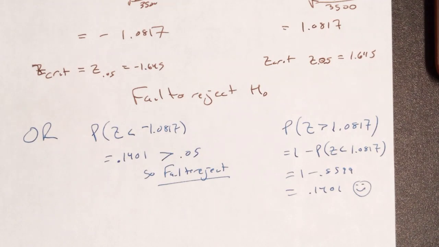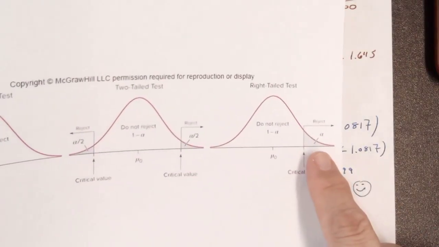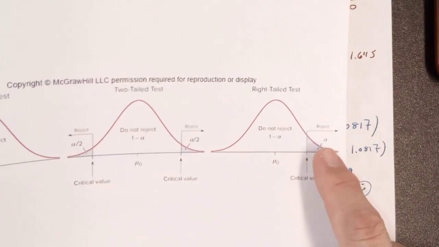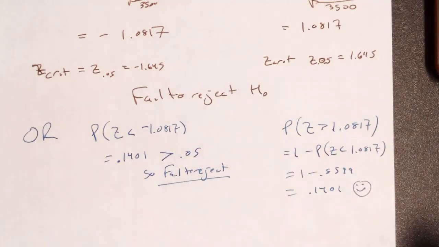But that's a right tail. So I'm thinking about the area up here, and I want the area to be less than 5%, and it's not. Fail to reject.